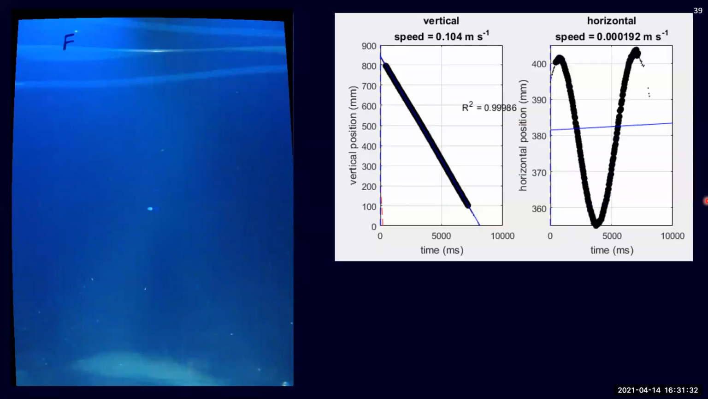Then, using some modified tracking code, we can find the vertical position of the model, and this is time in milliseconds. So we can track this model in its vertical and also in its horizontal position.